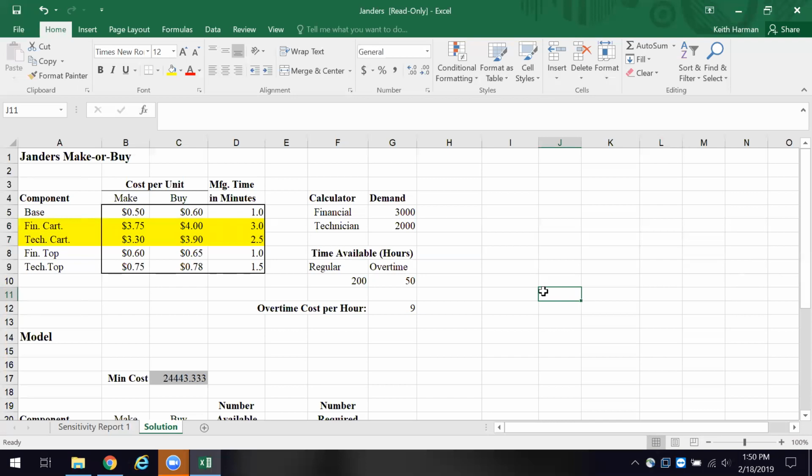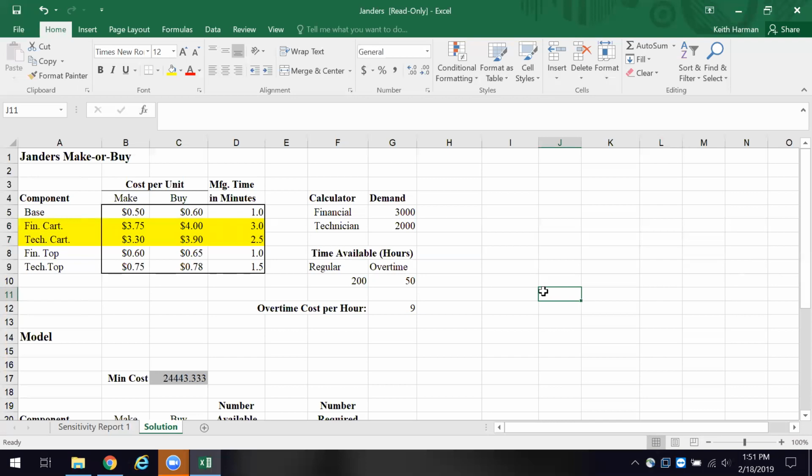Food for thought. If I come over here to the tech cart, well, you can see the difference. It's 60 cents. These are where I'm going to find some slack resources. This is where I'm going to find some hidden opportunities in terms of manufacturing time in minutes, in terms of the purchase time. And I'm driven by the availability of time. Now, they do give us a sensitivity report, and I'll leave you with that in the text narrative to take a look at.